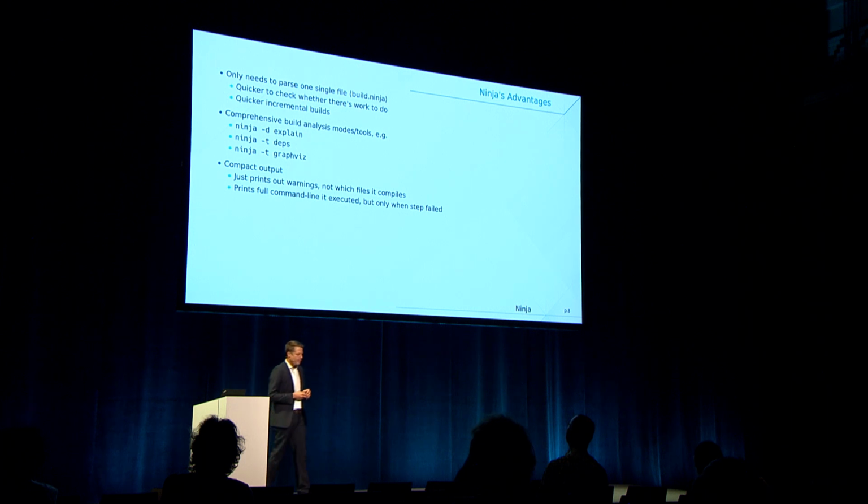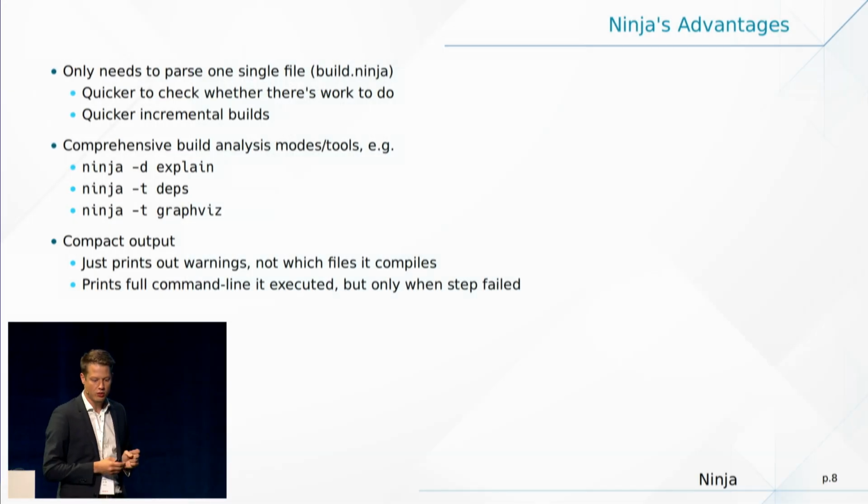Right. So what are the benefits of Ninja? As I said, it only needs to check one single file. And especially for incremental builds, this is much faster. I'm going to show in a little demo that there's indeed a huge difference for even a moderately sized project.